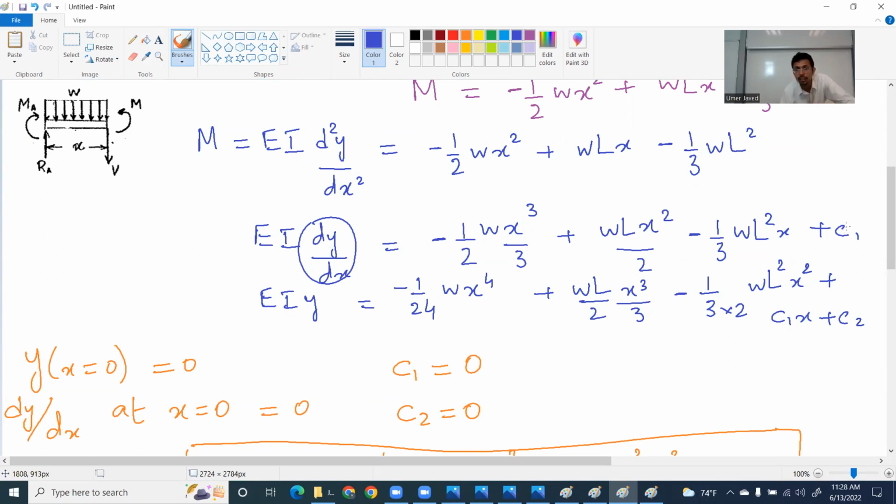What is C1, by the way? It's 0, right? So substitute C1 equal to 0. Can you give me dy by dx at x equal to L? Yeah, you can give me. No? In the solution, it has given.